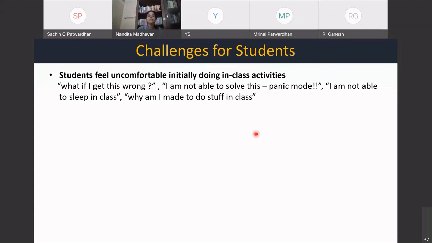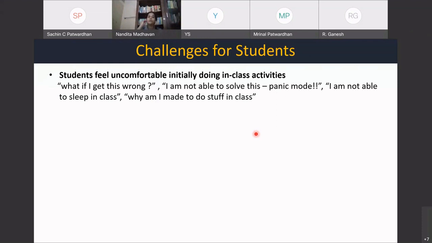So these are some of the challenges that I and many others who have tried this have seen students facing, and they have spoken about it. Initially, students are very uncomfortable doing these activities. There are different personas of students. There are the students who are very anxious of getting an answer wrong and being afraid of how that will impact my impression on my peers or the teacher.